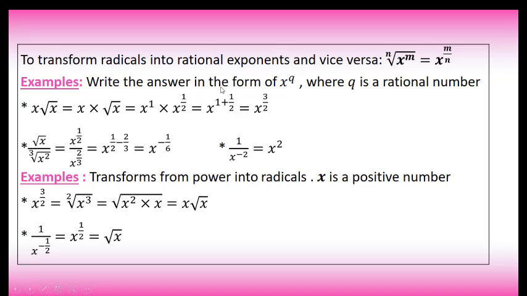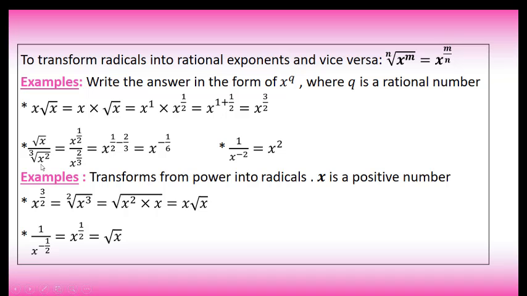Examples: write the answers in the form x^q. x times radical x: x is x^1, radical x is x^(1/2), index 2, power 1. When we write radical x, it means that the index is 2. Now, same base, we add the powers: 1 plus 1/2 is 3/2. And the answer is of the form x^q.